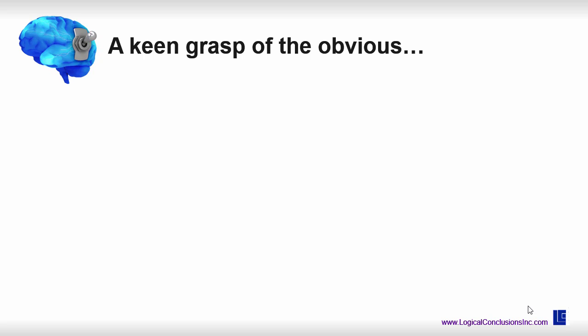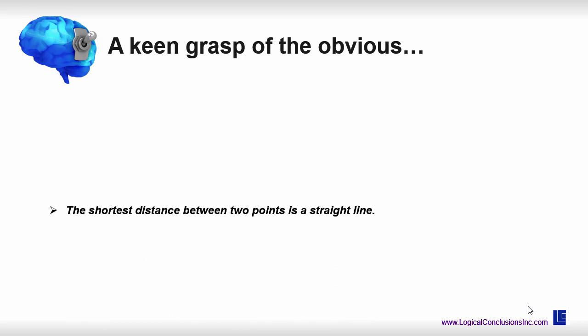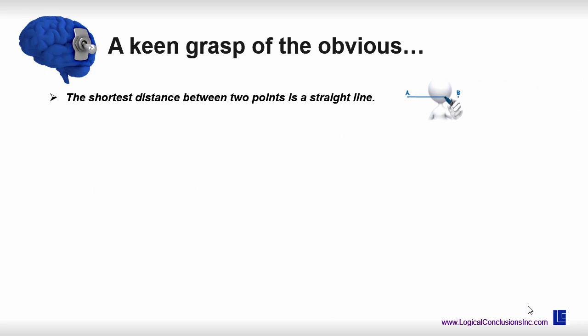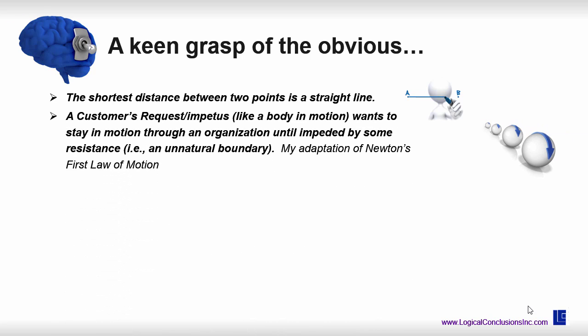But before I do, I'll show you that I have a keen grasp of the obvious by stating some concepts that I want to use as a basis for the rest of the videos. The shortest distance between two points is a straight line. Related to that, I want to adapt Newton's first law of motion to apply to a customer request flowing through an organization. The customer's request or impetus, like a body in motion, wants to stay in motion through an organization until impeded by some resistance, i.e.